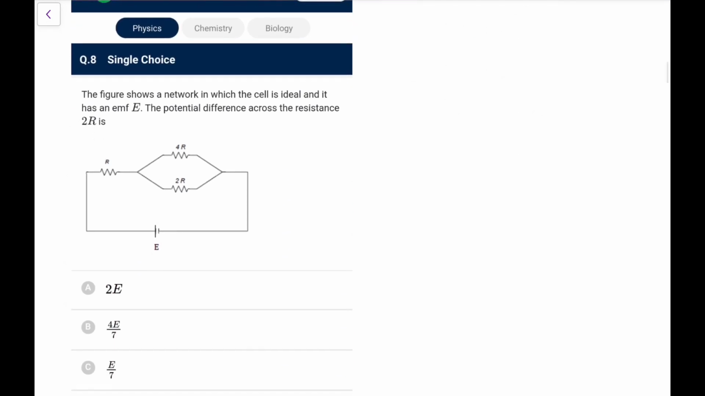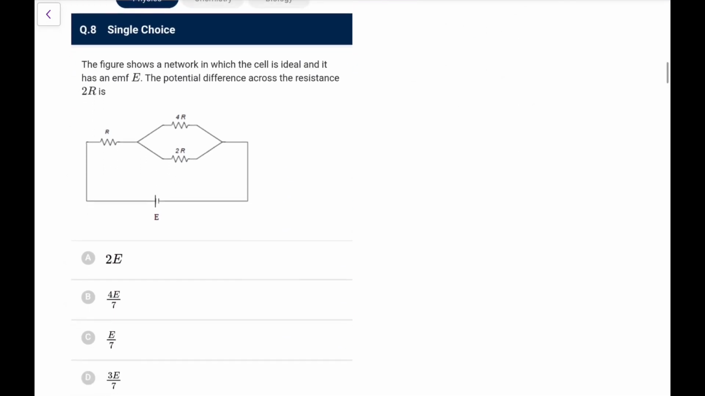The figure shows a network in which the cell is ideal and it has an EMF E. The potential difference across the resistance 2R is. So again 2R means between these 2 points. Let me mark them. Let's say M and B, and I write this as A. Now across AB is E. Now 4R and 2R in this are in parallel, so it comes out as 4 into 2 upon 4 plus 2. So if you do this, this comes out as 4R by 3. So this is 4R by 3 and this is R.